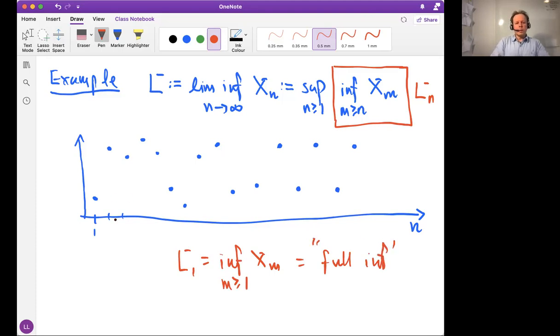And in this picture, what is the smallest value? So it's this one here. So L minus 1 is actually this value here, because that's the full infimum of the sequence.